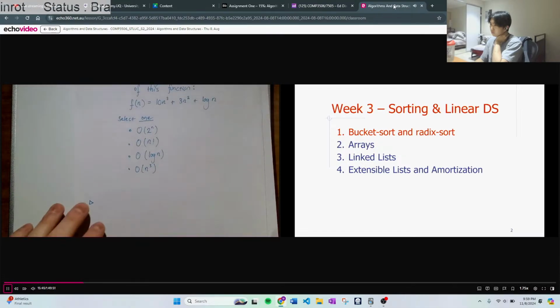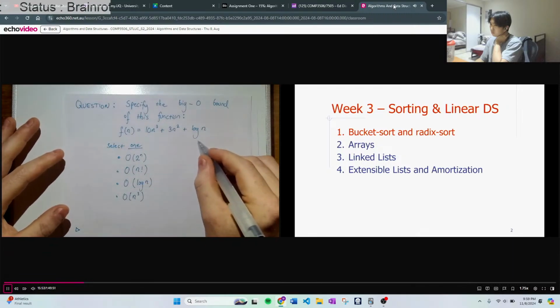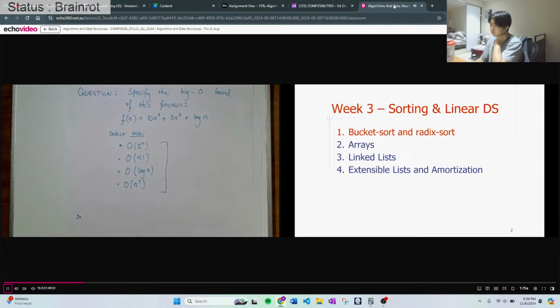Same thing. Can you see this okay? Here's a question. Specify the big O bound of this function: 10n cubed plus 3n squared plus log n. Select one of these answers. Which ones are candidates that are correct? What do you think about the function? What's the highest term in the function?